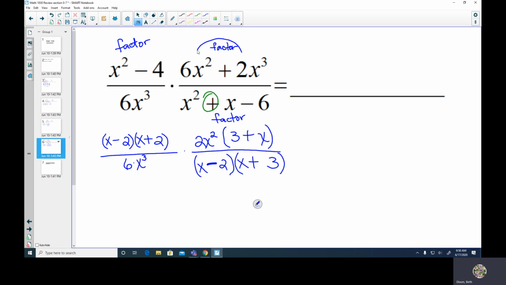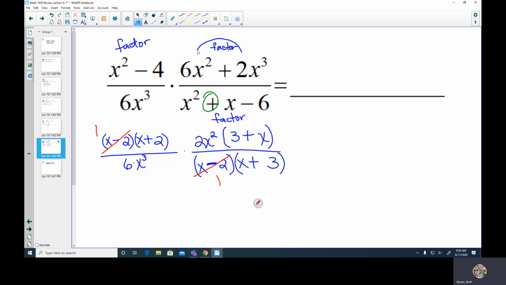So as I look at the x minus 2, is there another x minus 2? Is there another term that is x minus 2? And certainly there is. So there's an x minus 2 and an x minus 2. That number divided by itself will give us 1. Then there's an x plus 2. I don't see another x plus 2.